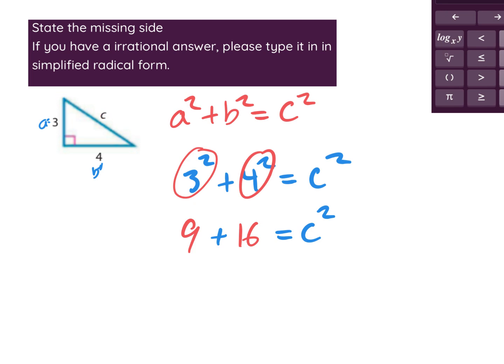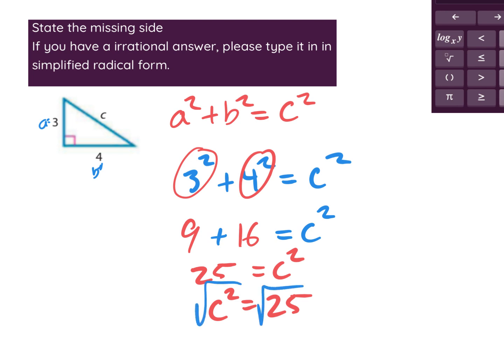So let's do the math. 9 plus 16 is 25. And you have equal C squared. So C squared equals 25. I like having the C on the left side and the number on the right side. And you don't want the square. So to get rid of something, you do the opposite. The opposite of a square is what? Square root. So we do a square root here. And what you do to one side, do to the other side, square root there.